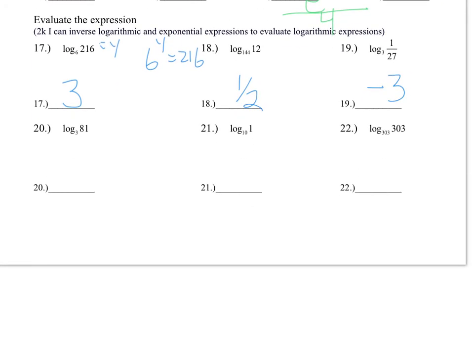For number 20, 3 raised to what power is 81? That, of course, is 4. 10 raised to what power is 1? That, of course, is the 0 power. And 303 raised to what power is 303? Almost embarrassed to ask. That is an answer of 1.